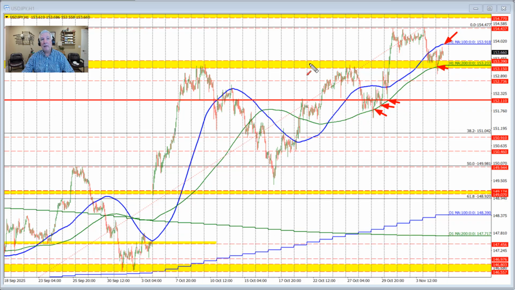Yes, we're higher. We tried to move below this swing area as well, couldn't do it. So the buyers are trying to take back more control. But we also fell below the 100-hour moving average. We kind of did the same thing right here, a failed break above it, and then rotated to the downside. So the market's going to decide: do we want to get above the 153.92 level?